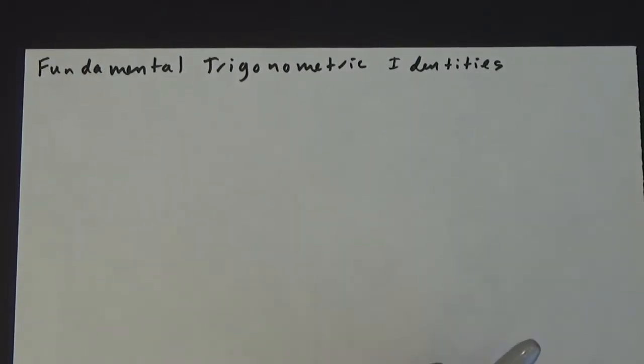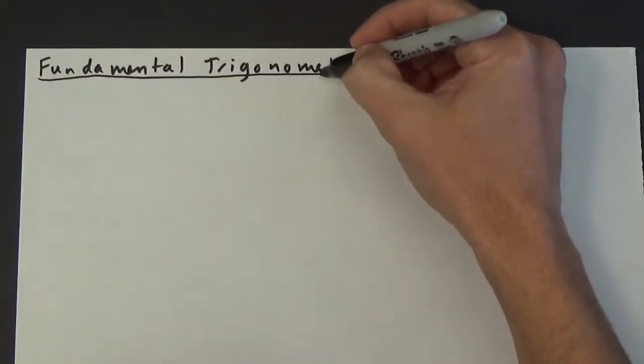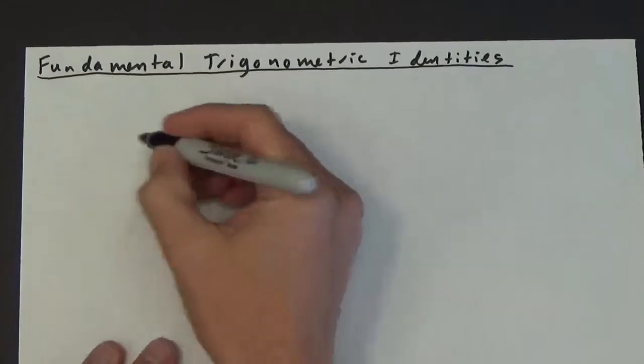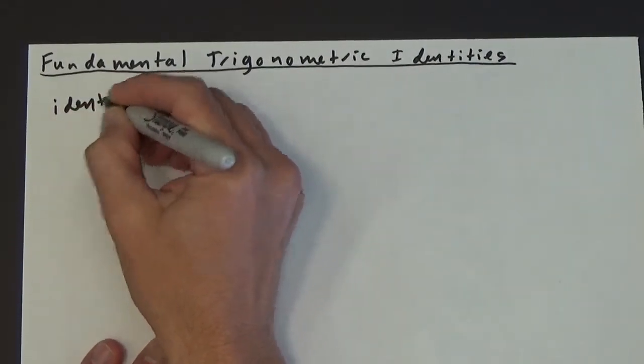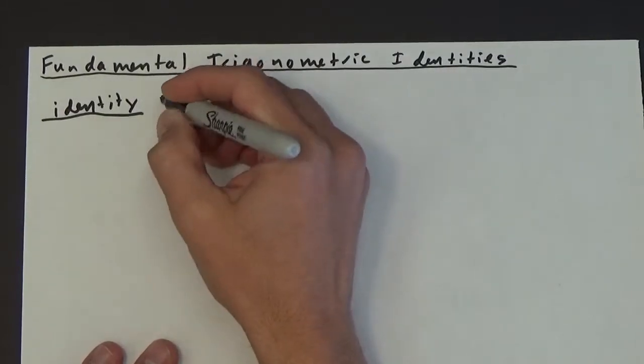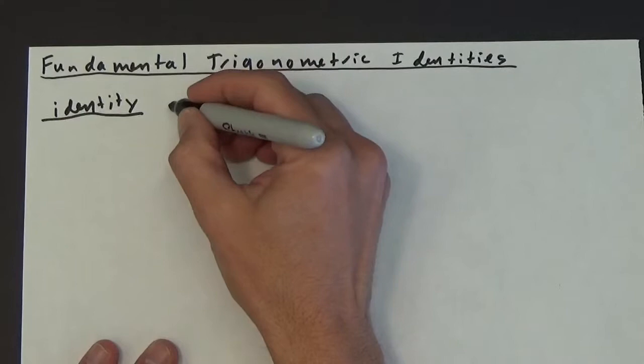In this video, we're going to start developing our fundamental trigonometric identities. So before we get to our first ones, let's go ahead and figure out what is an identity. An identity is an equation that is true for all values of the variable.